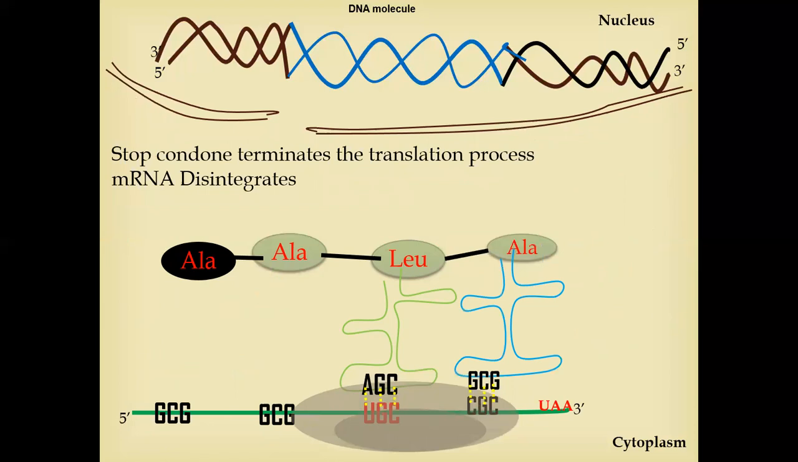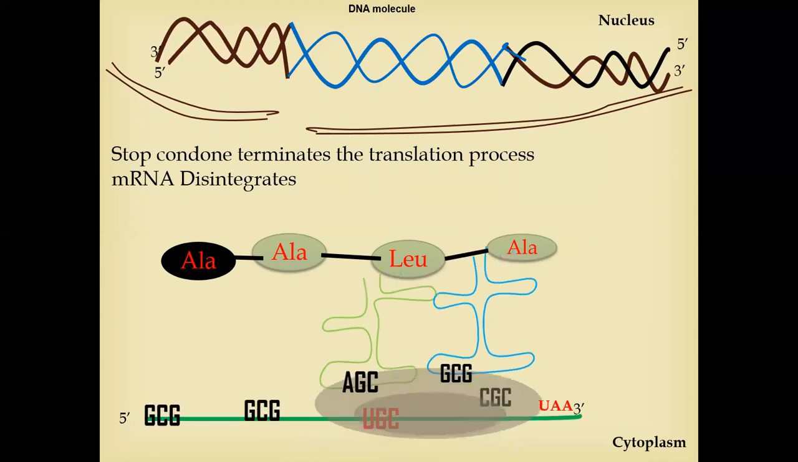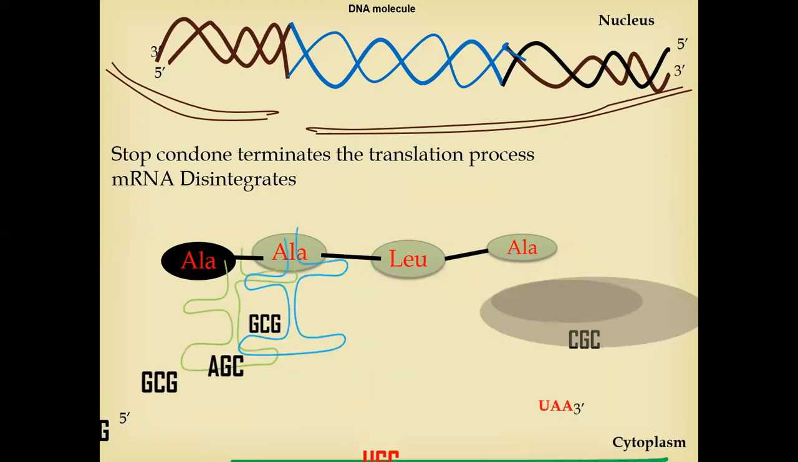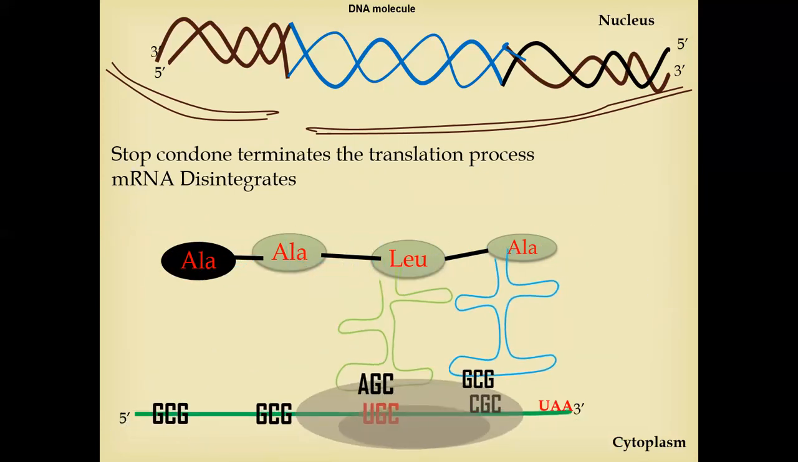This stop codon, for example UAA, will terminate the translation process. After termination, one polypeptide protein will stay in the cytoplasm while the messenger RNA will disintegrate. Now, this messenger RNA disintegration is important.